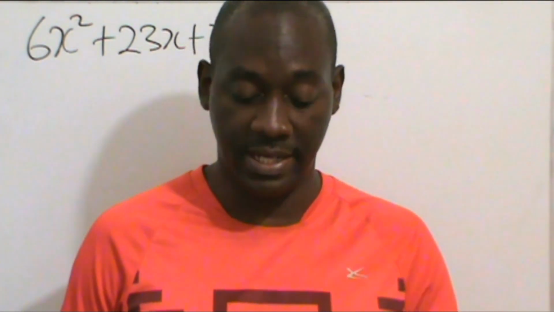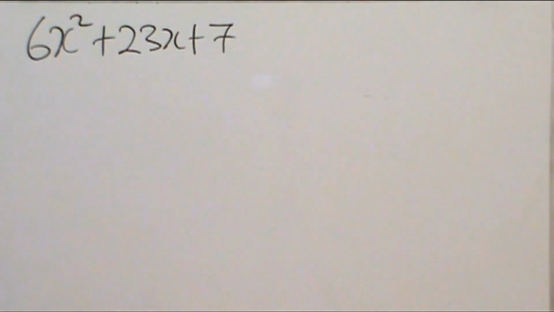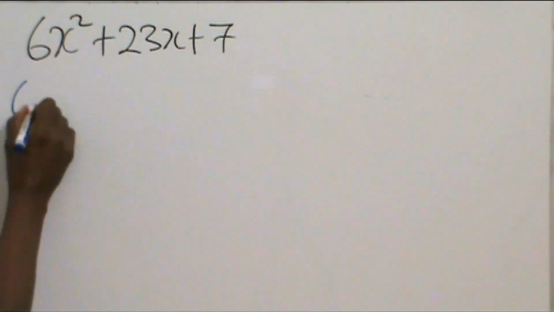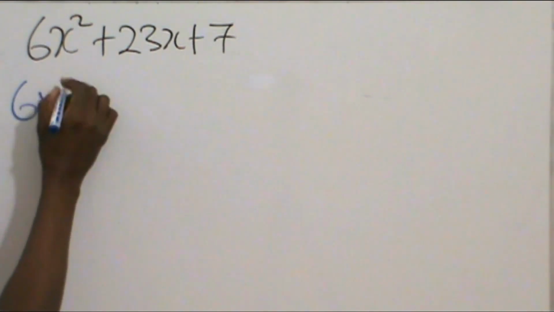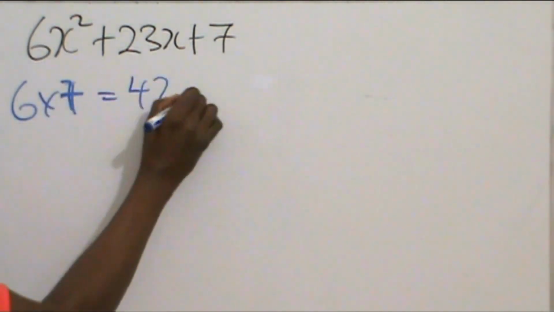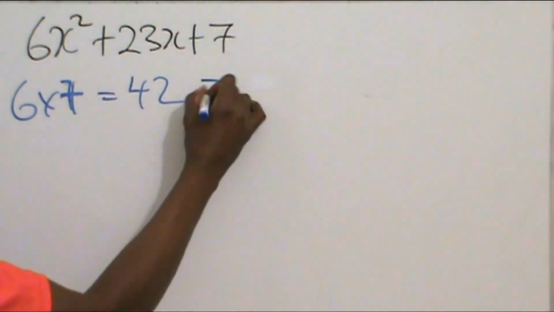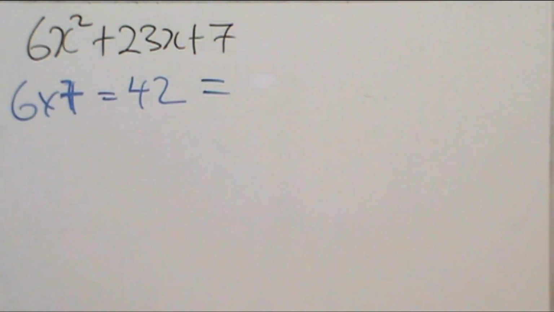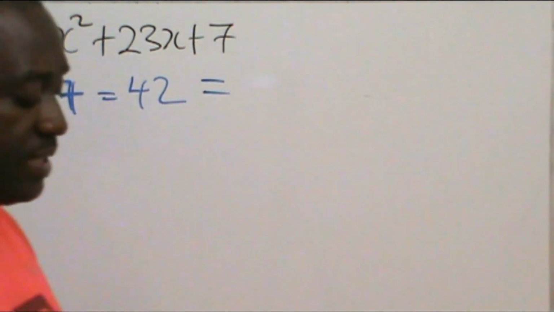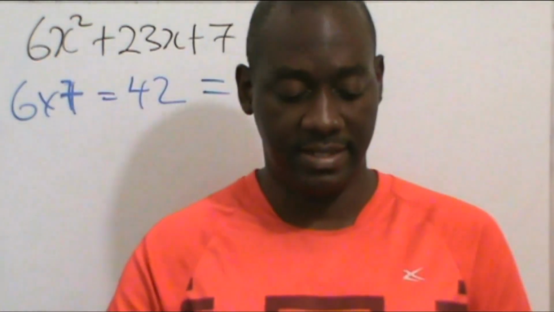So as you see typed out here, step 1, a is equal to 6, b is equal to 23, and c is equal to 7. You multiply 6 by 7 in step 2 to give you 42. So 6 by 7 is equal to 42, which is equal to, so what I did is that I wrote down all the factors here as you will see in the document.